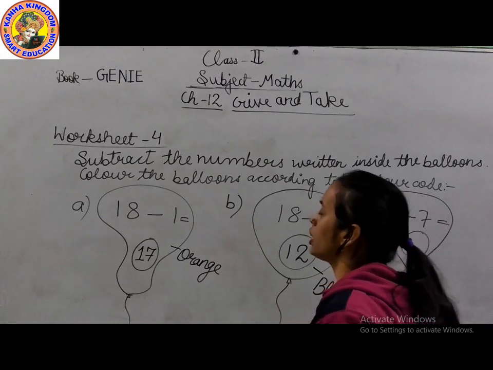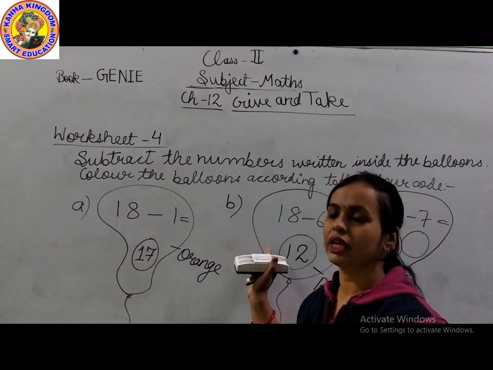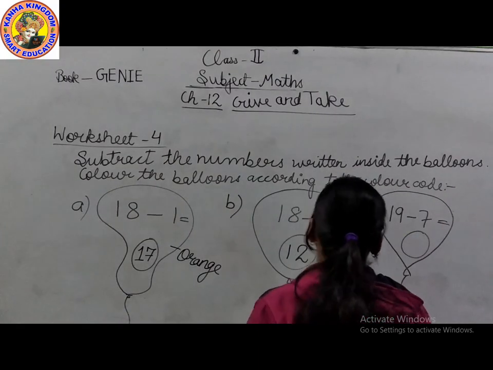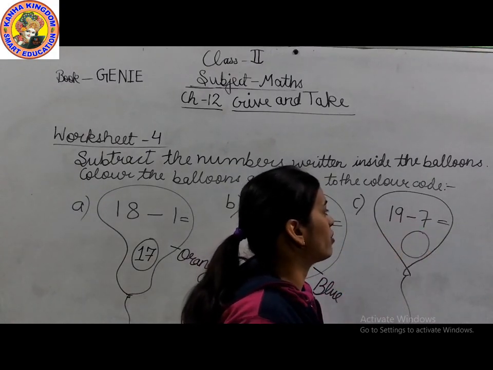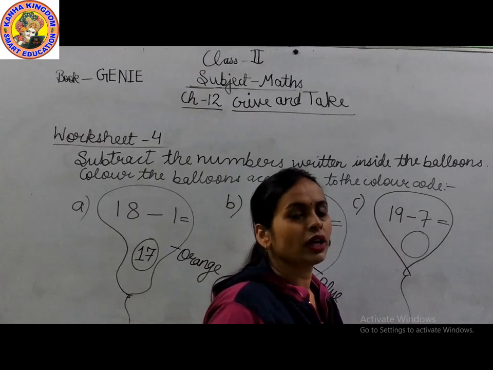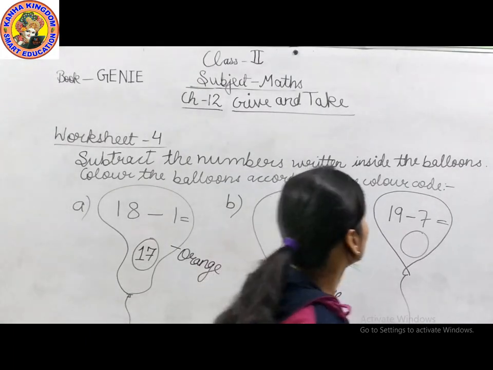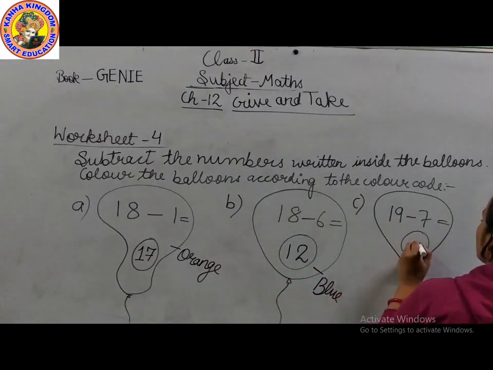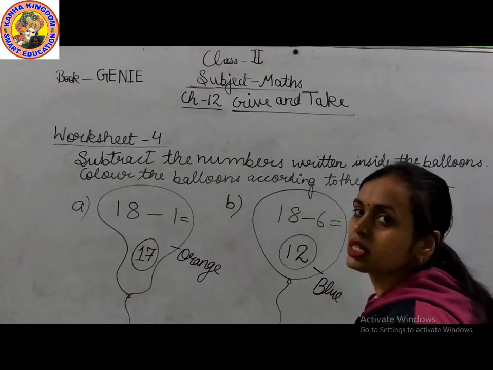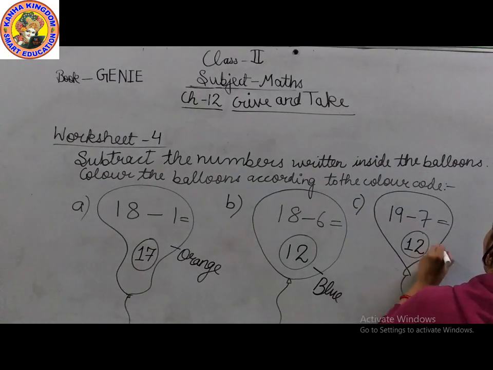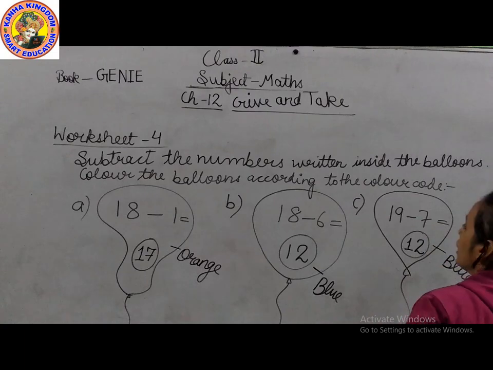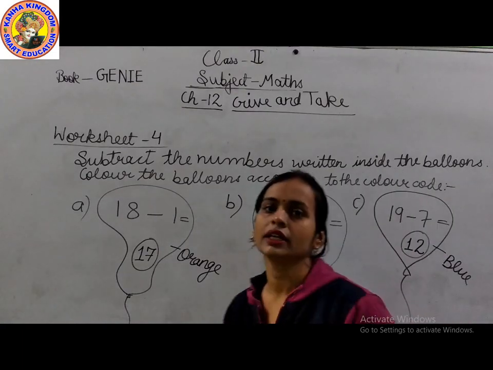So, fill blue color in question B inside the balloon. Now, next is 19 minus 7. So, 19 minus 7 is again 12. 19 minus 7 equals 12. So, again fill blue color in balloon C.